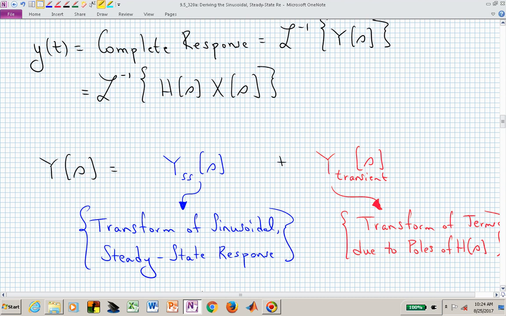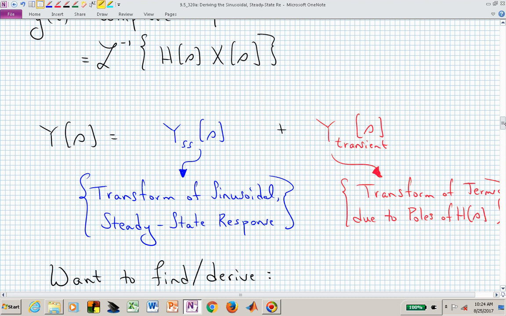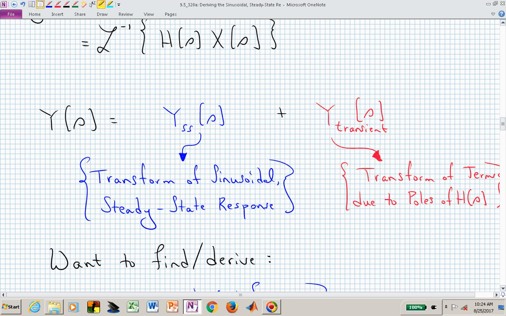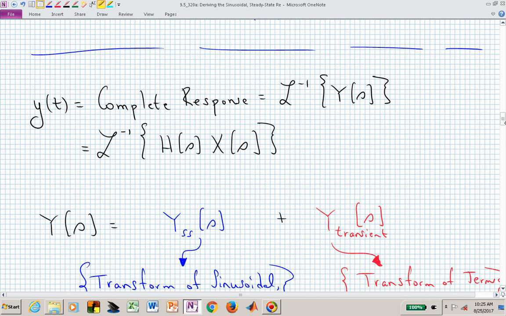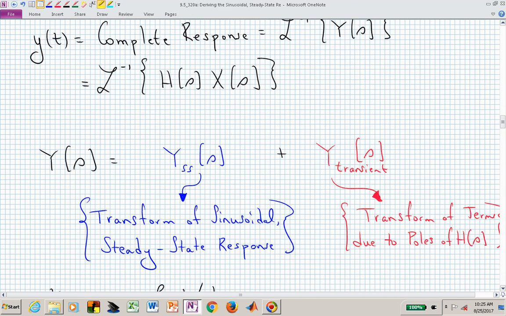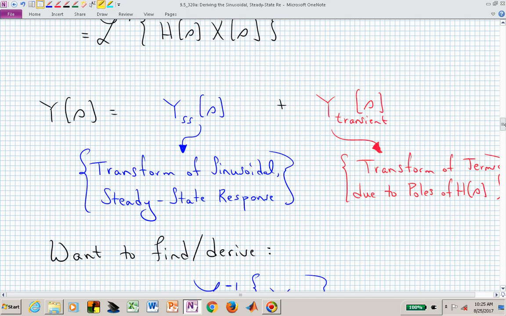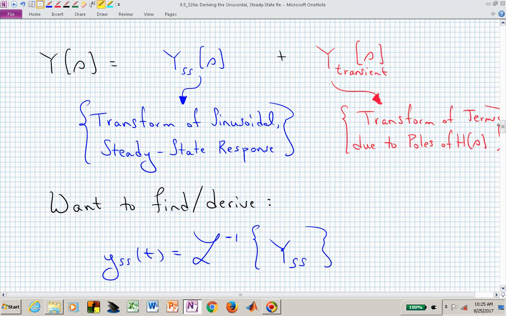complex pole location. So what we want to do is actually not worry so much about the red team or the transient piece. We can neglect that. We want to focus on the blue team, which is the sinusoidal steady state component of the complete response. We want to now see, can we actually find capital Y sub SS independent of the red team? And in fact, we can. So we want to now derive or find little y sub steady state of t.